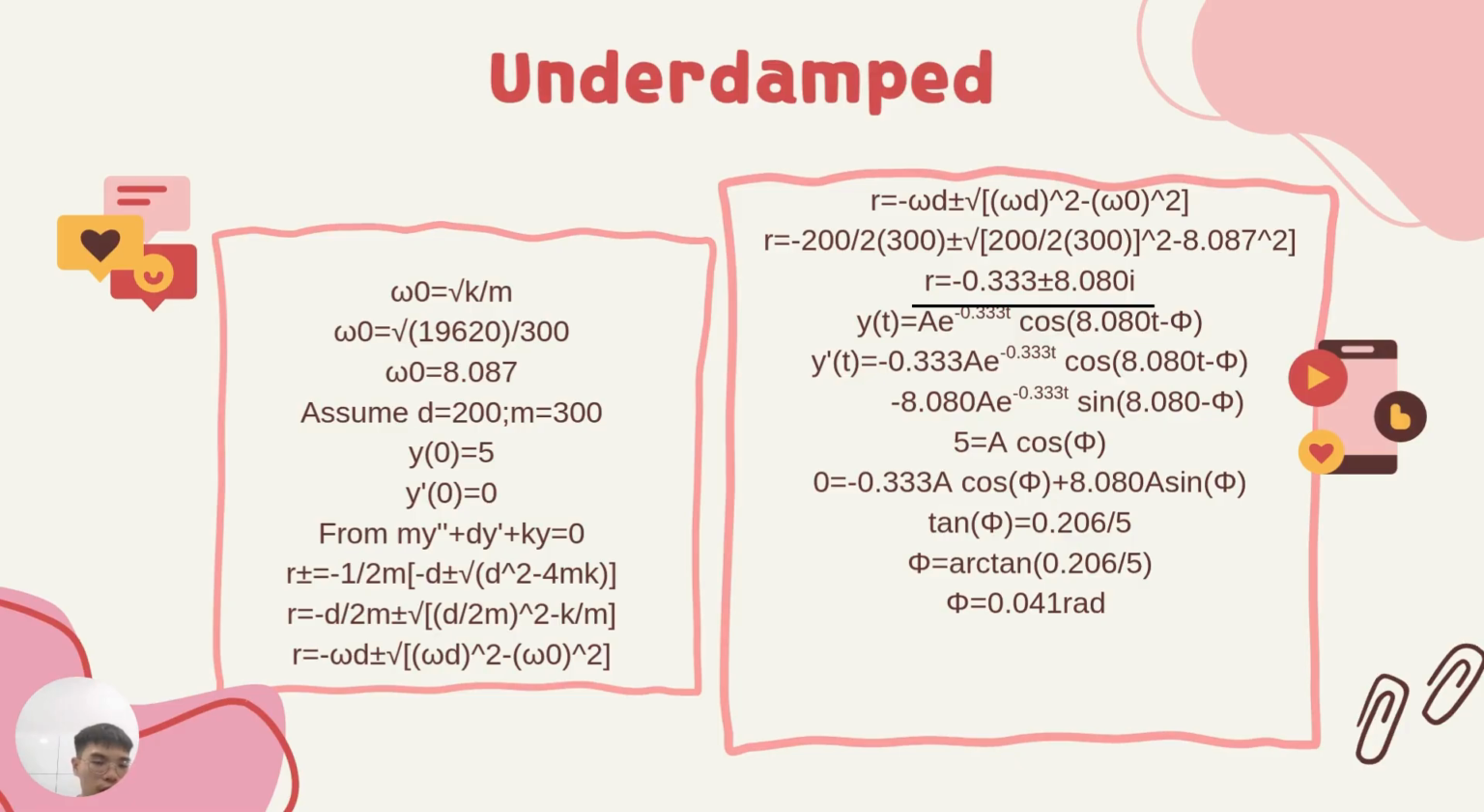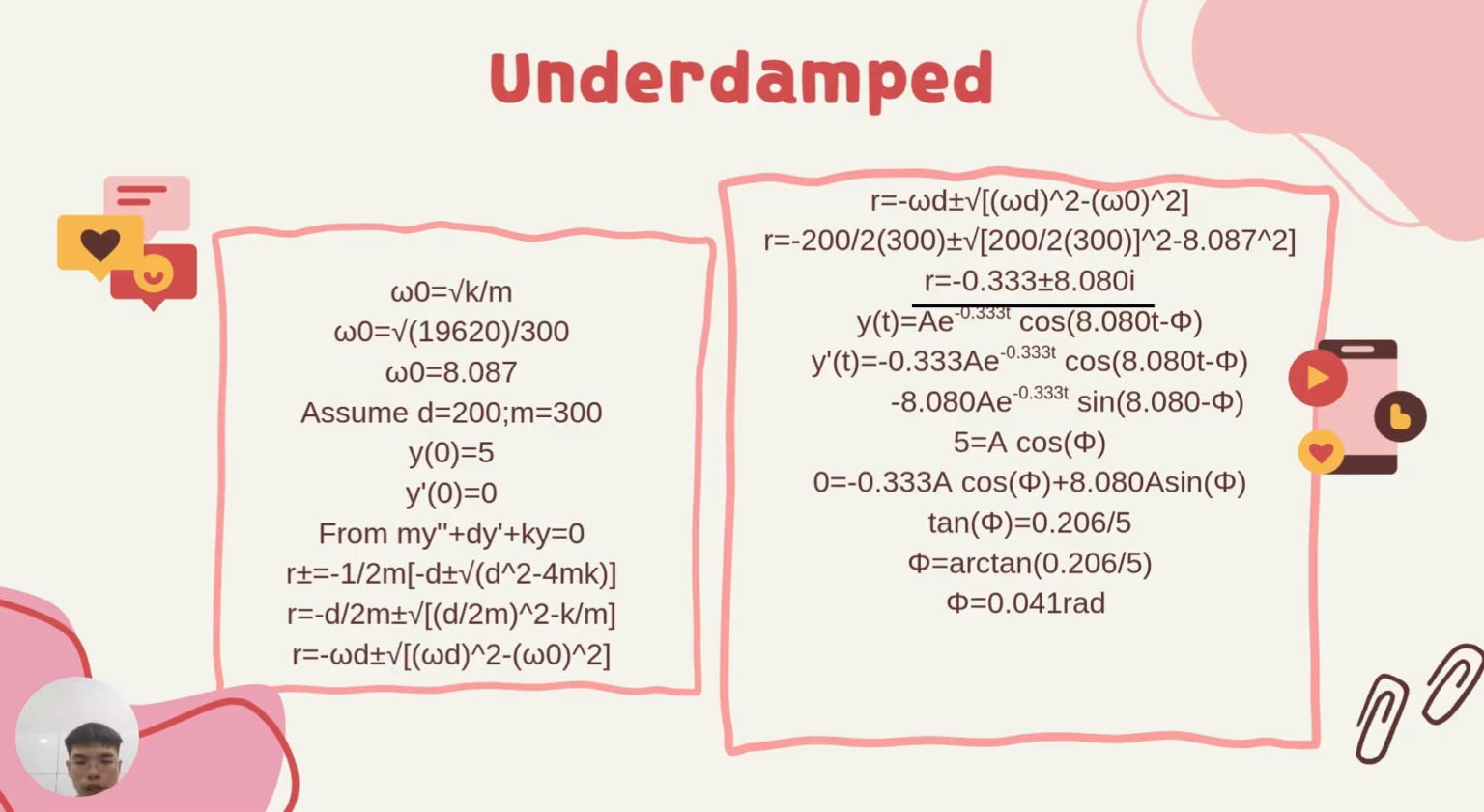Right now, we assume that the damping constant is equal to 200 and m is equal to 300. And we assume that when time is equal to 0, the position of the spring is at 5 meters, and we assume that it's not moved, so 0 velocity. So from the second order differential equation above, we get the roots equal to negative 0.333 plus minus 8.080i, which I've drawn and underlined.